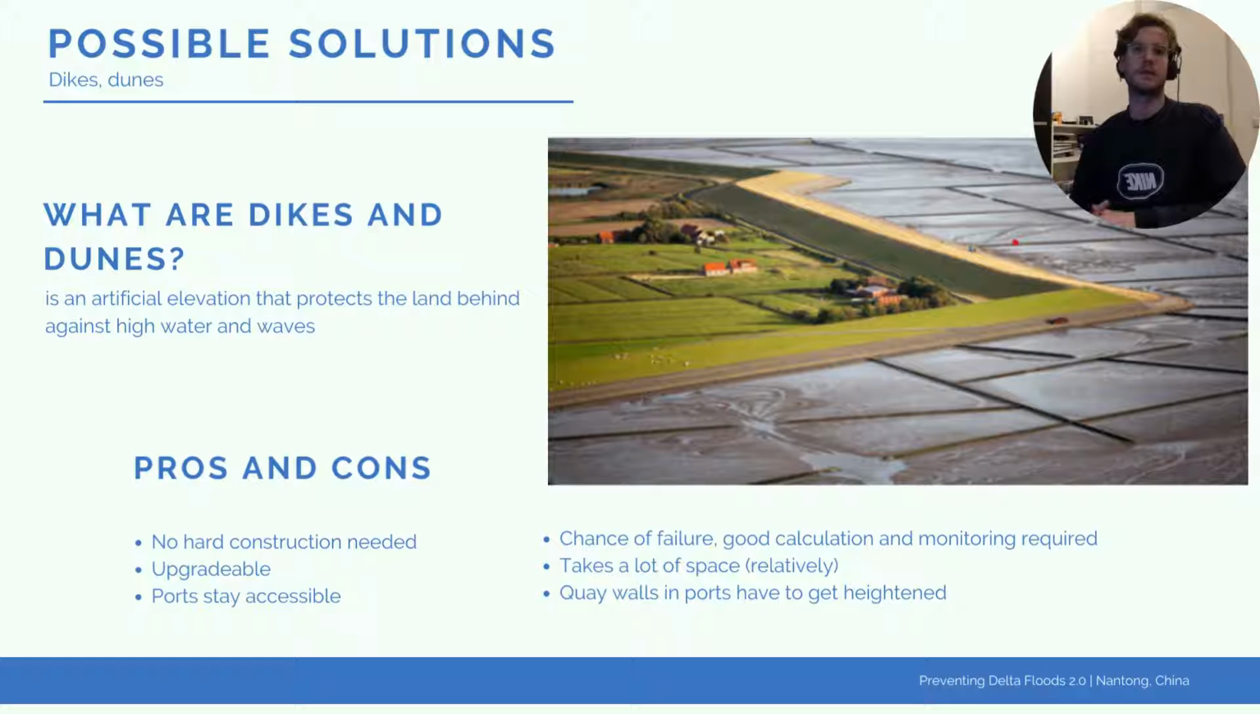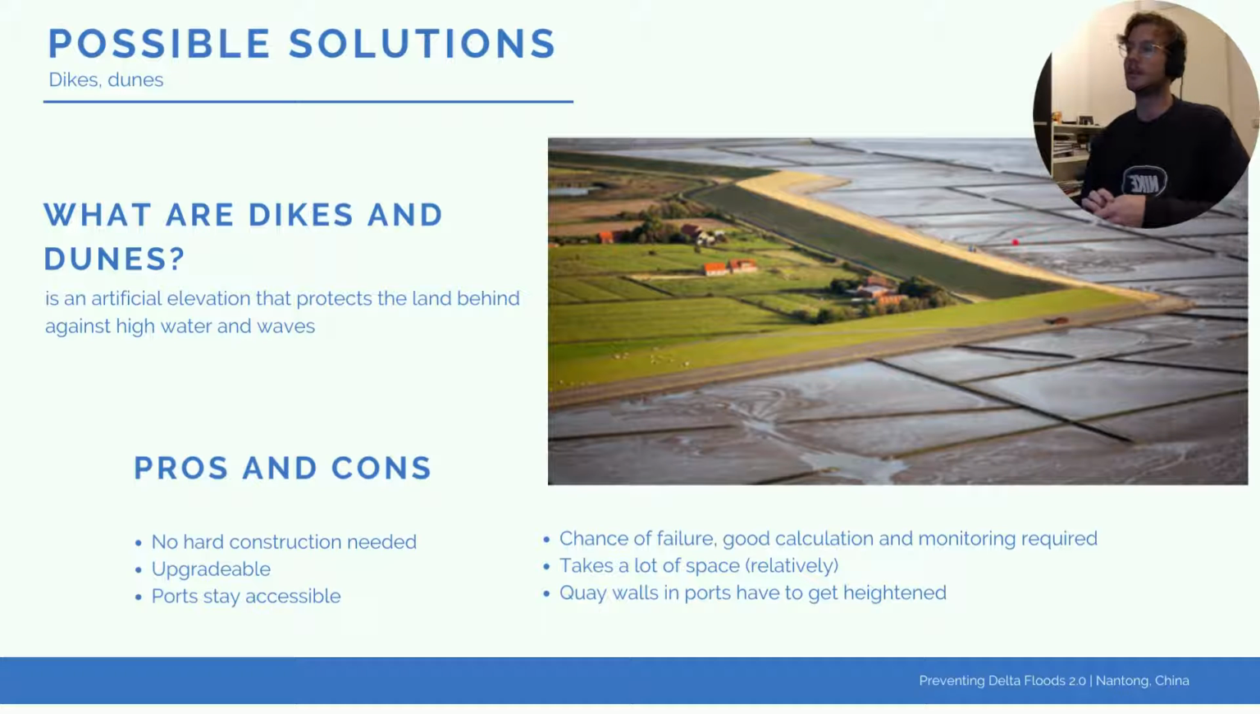Dikes and dunes. This is a solution using only soils, sand, and in the Netherlands we use clay. Dikes are for inland, where we use sand for the body, and for the outer layer we use clay or a different soil that won't let water infiltrate the dike. And near the coast we use dunes, which only contain sand. They're a lot broader.